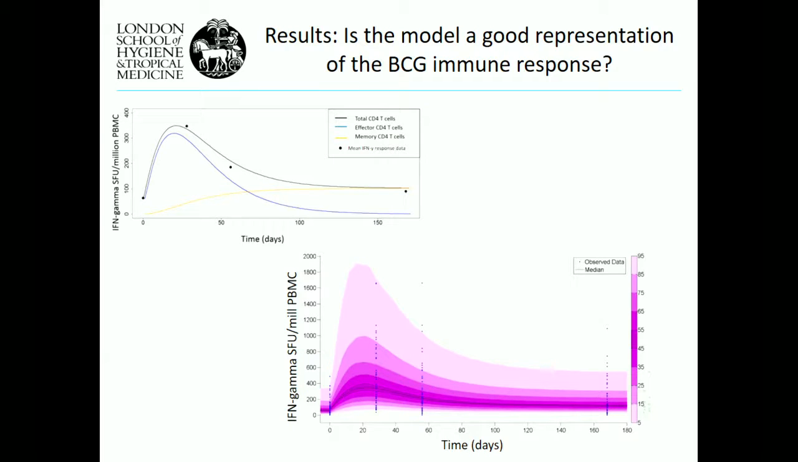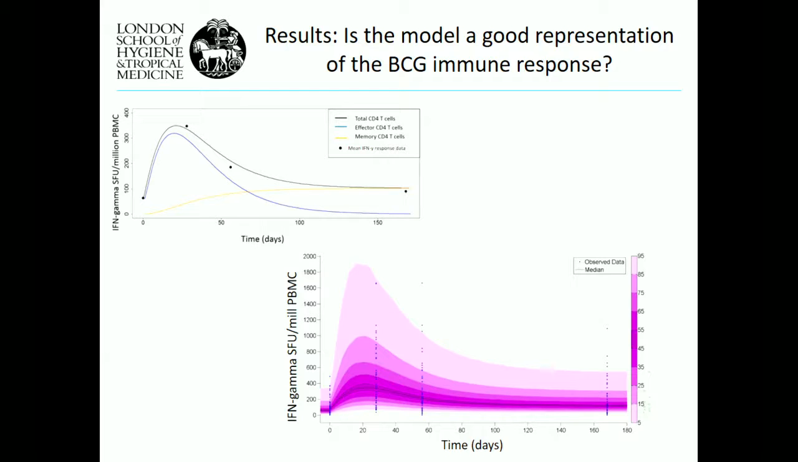So the first result I'd like to share with you is simply: is the model a good representation of the BCG immune response? If you look at the top figure, the points represent the mean population ELISpot data. The black line shows the model predicted total ELISpot over time, and this is the sum of the blue line, which is the transitional effector memory cells, and the orange line, which is the memory cells.